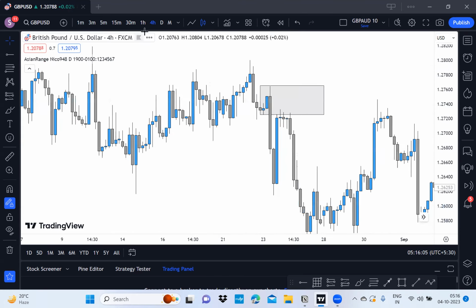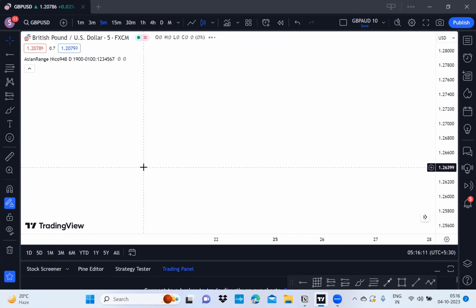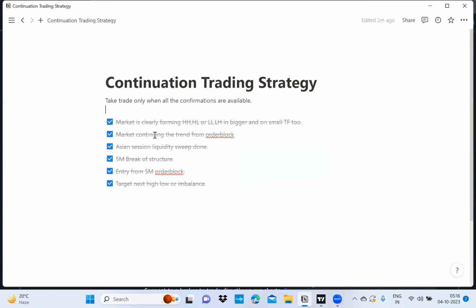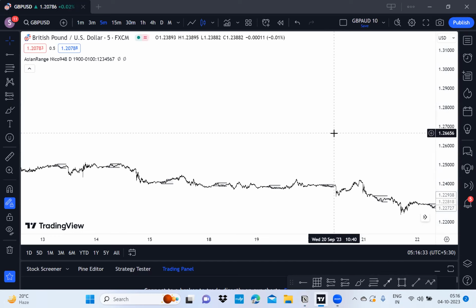So now let's go to 5 minute and check the same trade here. It's important, right? We need the POI. So again, I'm just removing all these. Now let's begin with the A itself, or the starting. The first step is that the market is clearly forming higher highs, higher lows, or lower lows, on the bigger and on the smaller time frame too. So on the bigger time frame, it is forming lower low, lower high, right? Now let's see on a smaller time frame what is happening.